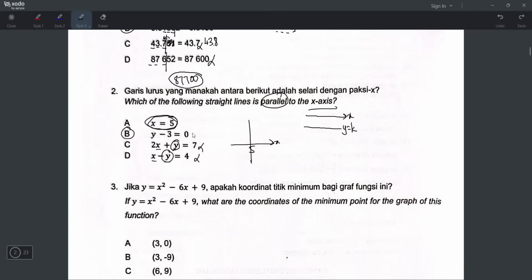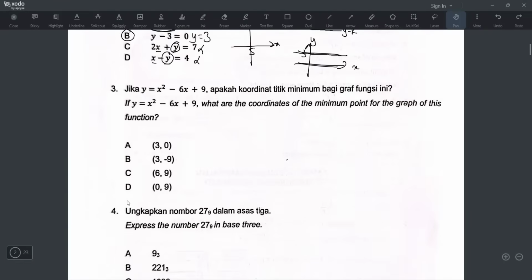Okay, and B is, if you move the minus 3, it becomes y equals 3, and this is a horizontal line. So y equals 3 will be like this. This is your y-axis, x-axis, and this is your y 3, and then the horizontal line. Okay, so yeah, this line and x-axis is parallel. So B is the answer.